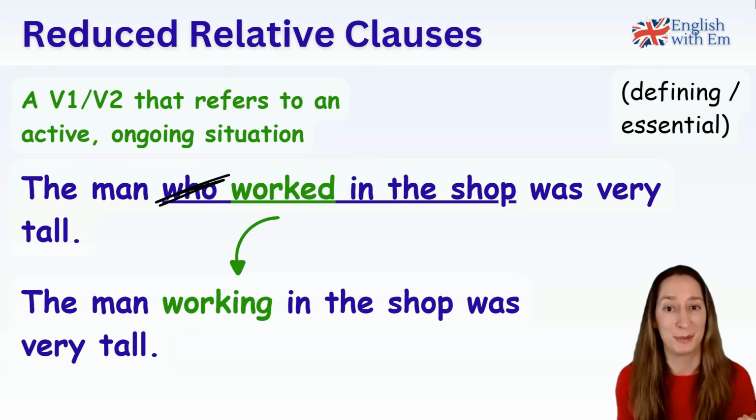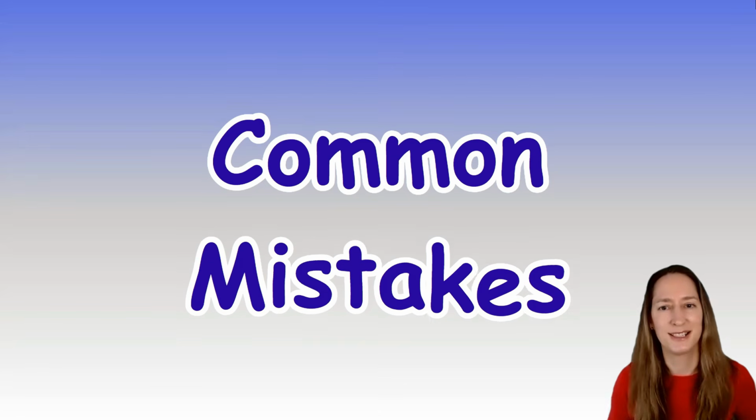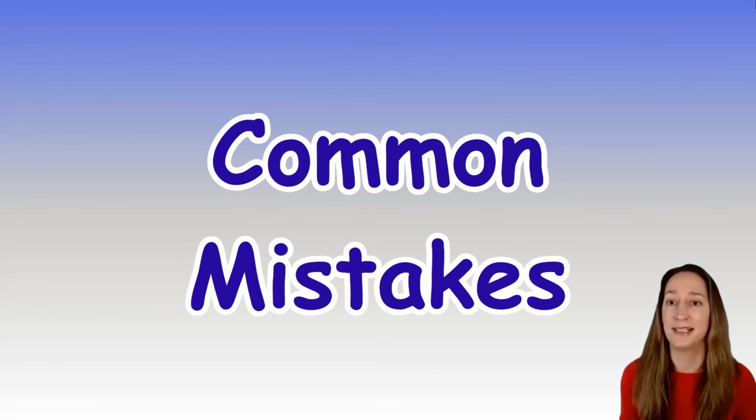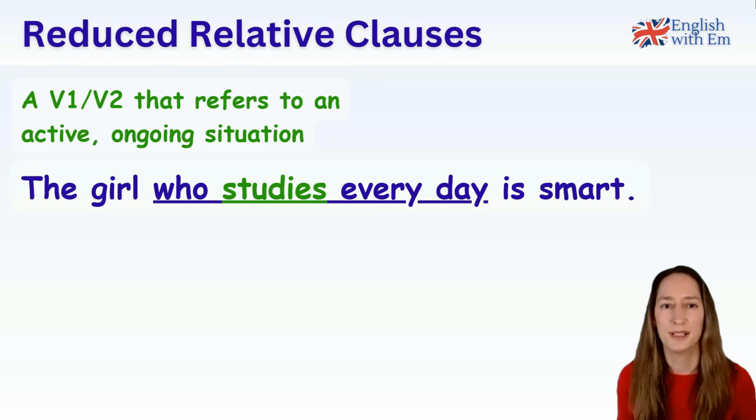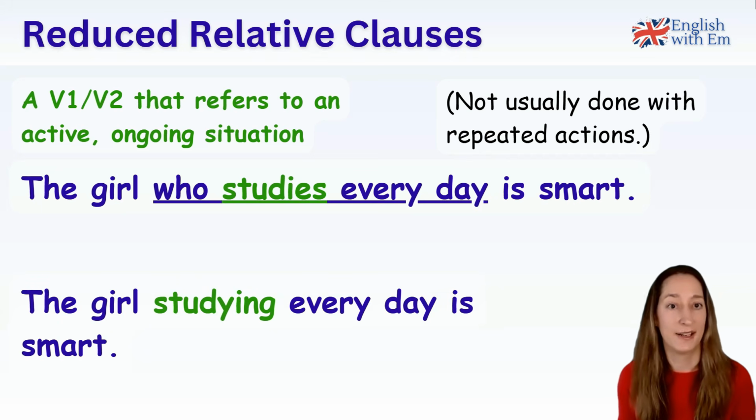Now, as I mentioned before, this type of relative clause is where people tend to make mistakes. And this is where you see a lot of misinformation on the internet. So let's take a look at these common mistakes so you can avoid them. The girl who studies every day is smart. We don't usually do this with repeated actions, and we know this is a repeated action because we have every day. The girl studying every day is smart.